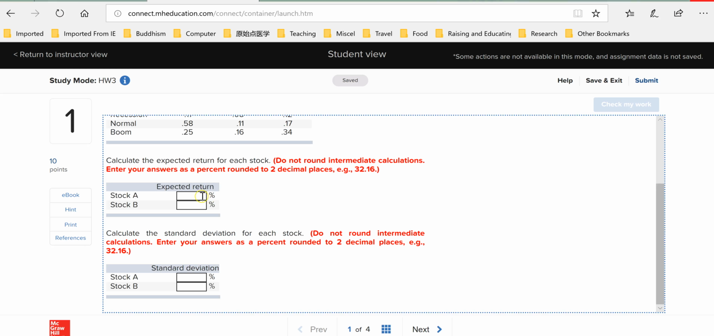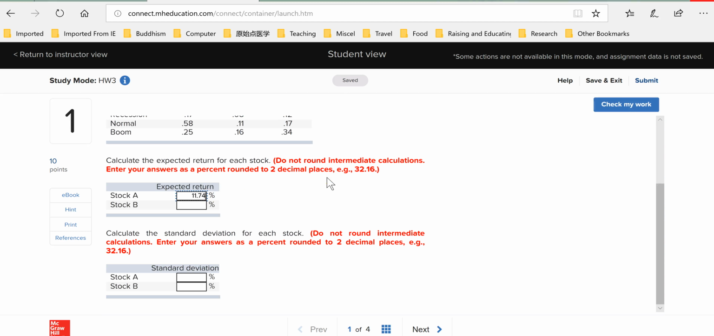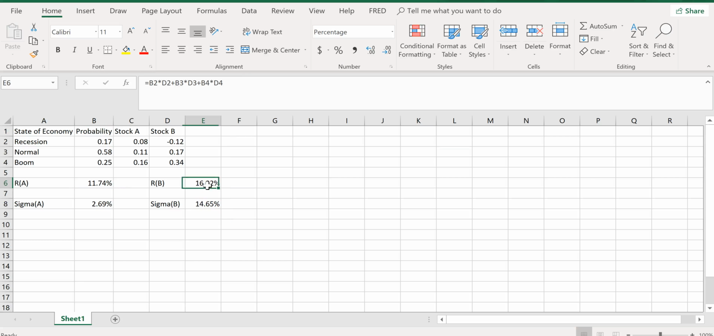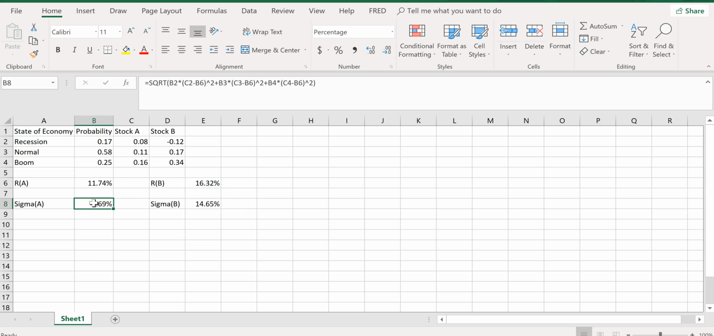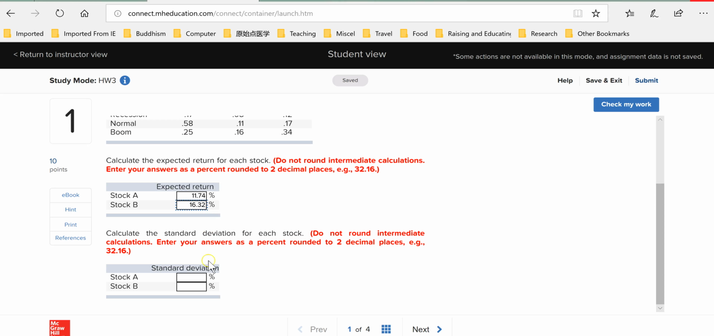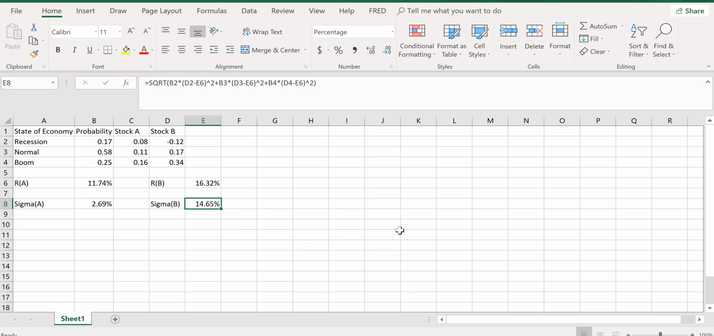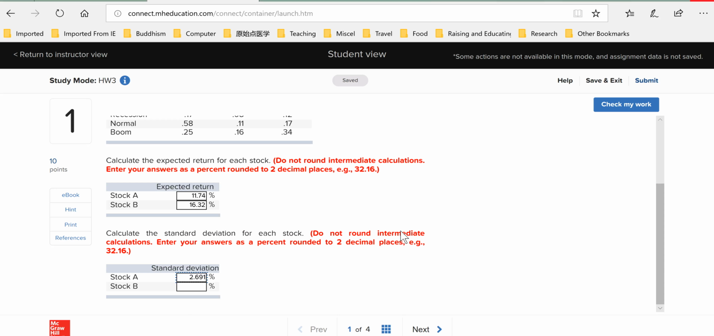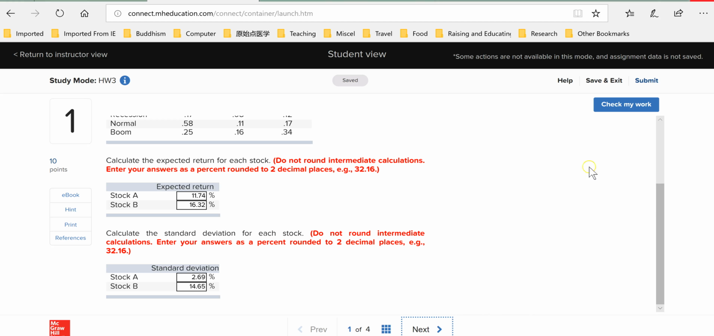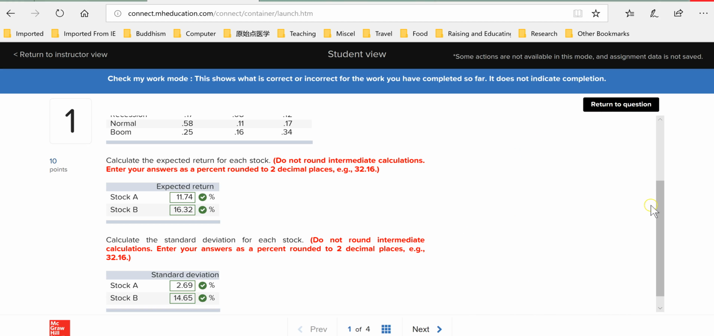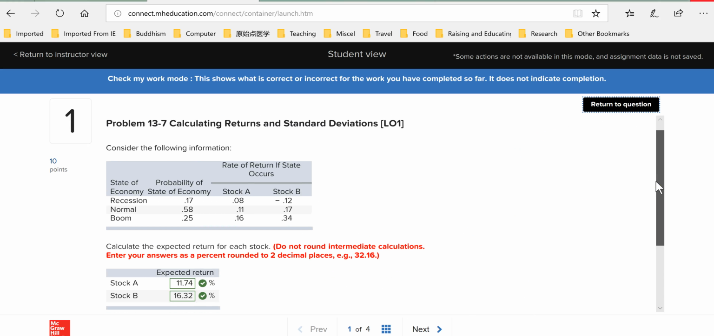So now let me put in the answers. 11.74% expected return for stock A, and expected return for stock B 16.32%. And the sigma standard deviation for stock A is 2.69%, and the sigma standard deviation for stock B is 14.65%. Okay, so now let me check my work. All right, so it looks like we have done it right.